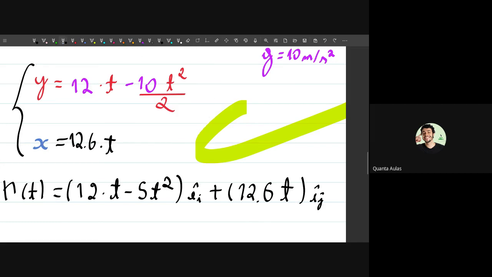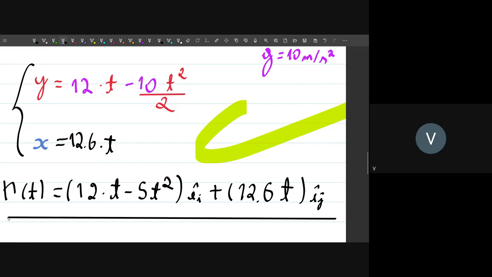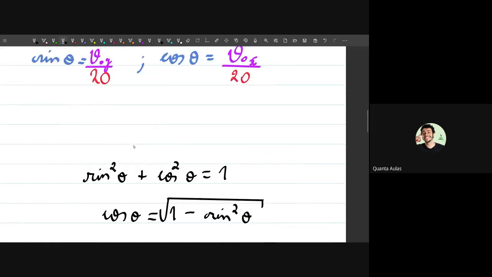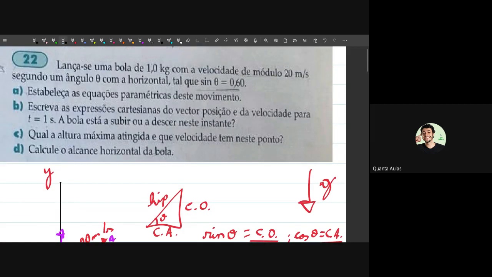You need to understand why this is a parametrical form, because y and x depend on the same parameter, the time. The time is a parameter here. Did you understand all the things I explained to you? Yeah. Okay, amazing. Let's go to problem B.